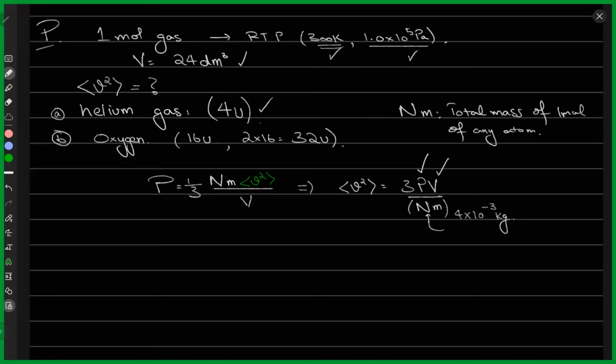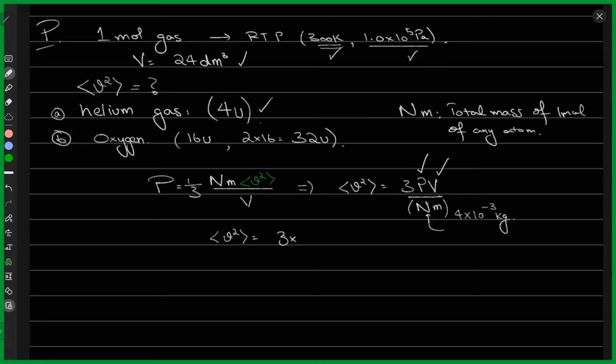So in this case, it is helium, because we are working this thing for helium. That's where we have this 4 into 10 raised to power minus 3 kilograms, because this is 4 times U. U is just the atomic unit, which, if you want the total atomic mass in kilograms, is just 1 into 10 raised to power minus 3. So 4 into 10 raised to power minus 3 kilograms is the total mass of 1 mole of helium atom. So the next step is very simple. You just put in the values.